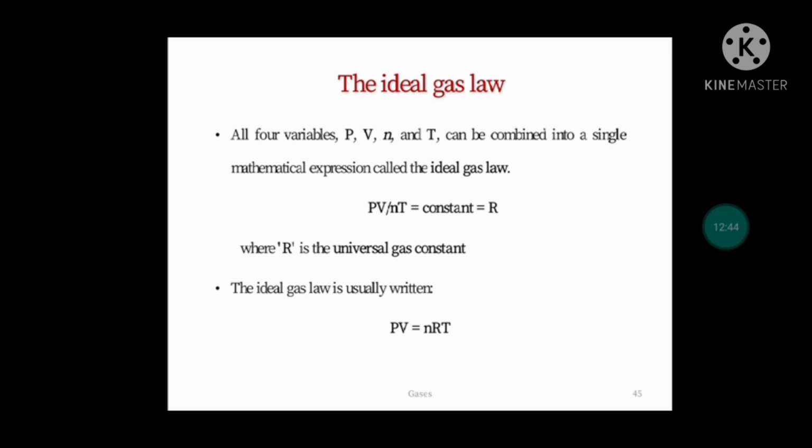And the last one we have is the ideal gas law, that is PV is equal to nRT. So all four variables P, V, n and T can be combined into a single mathematical expression and we call it the ideal gas law. So the expression is PV is equal to nRT.